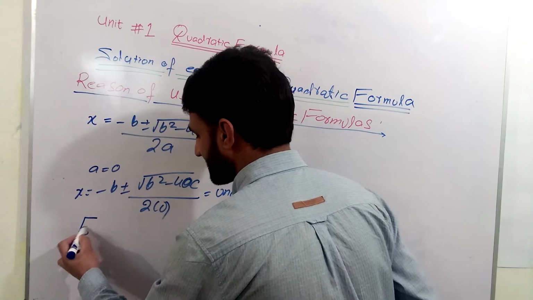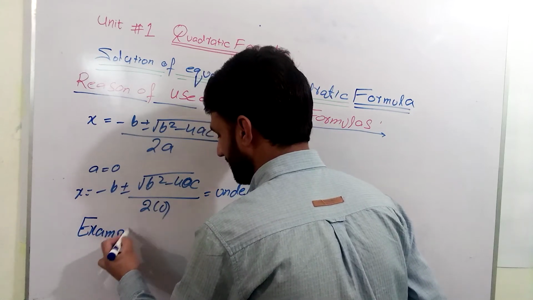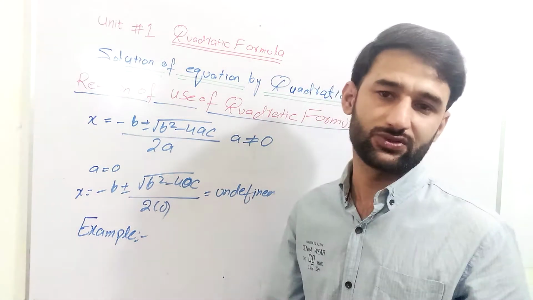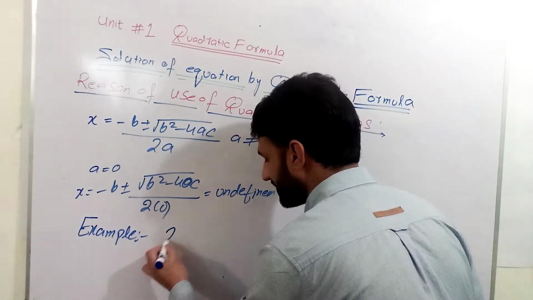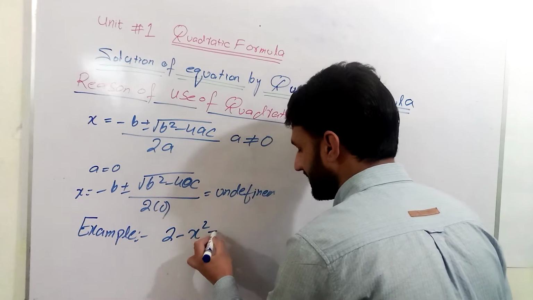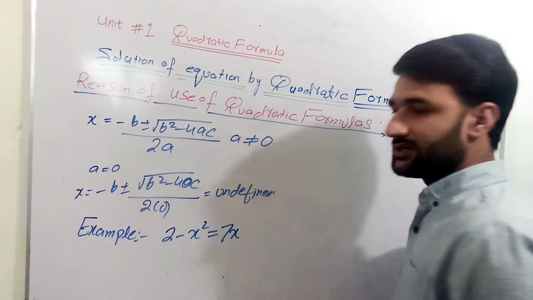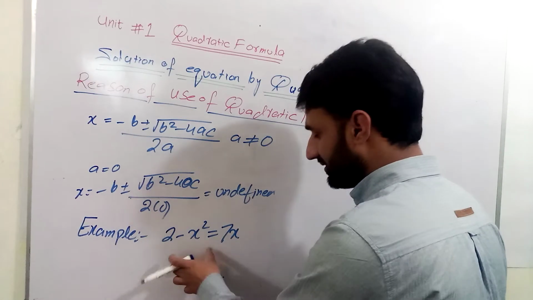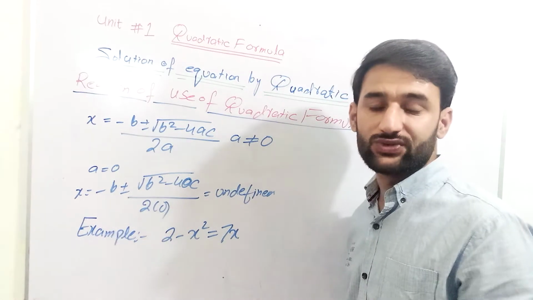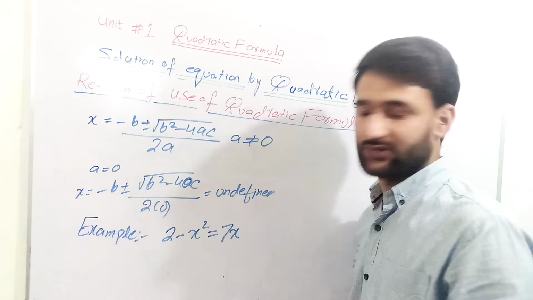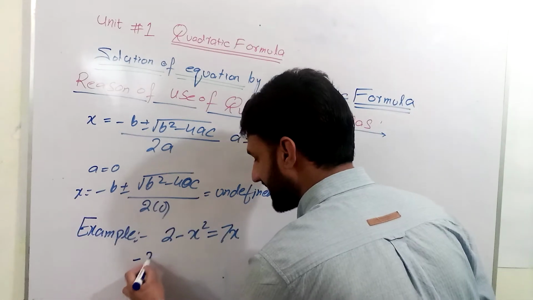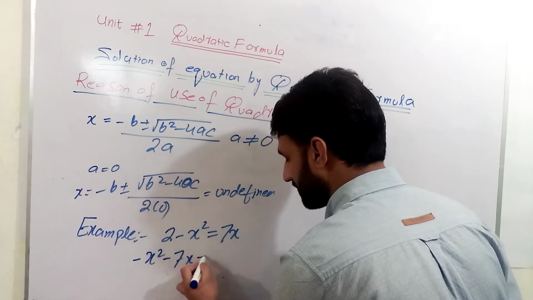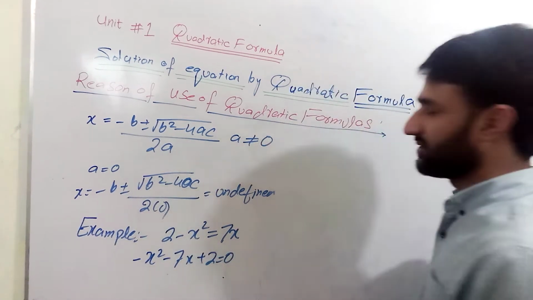Let's suppose I have an example like this. You can choose an example according to your desire. For example, I have 2 minus x square is equal to 7x, right? First we rearrange this equation, because this is an improper form. First we try to convert the equation into standard form. Here you can notice that x square, shifting, minus 7x plus 2 is equal to 0, right?